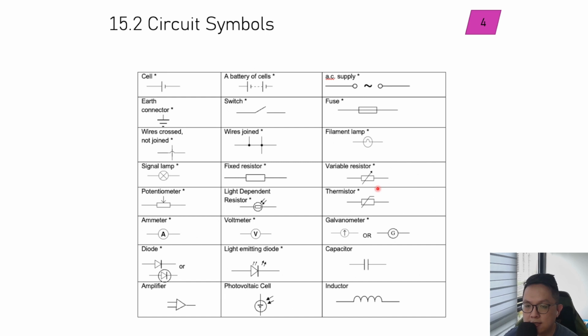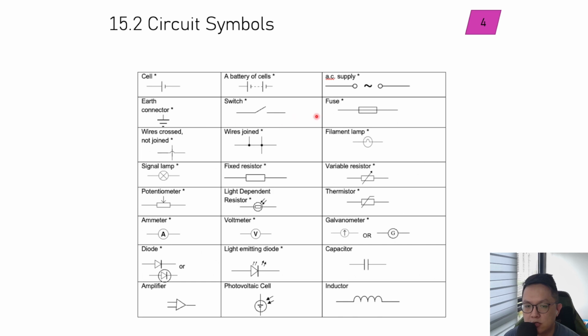Okay, so these are some of the circuit symbols that you should have seen before from your time in secondary school. Just want to highlight a few of them. Mostly here for DC, we're talking about cells and battery of cells. The difference between a cell and a battery of cells is basically a cell is a single energy component here. A battery of cells basically consists of multiple cells put together in series. And AC supply, we'll talk about it in the next few chapters.